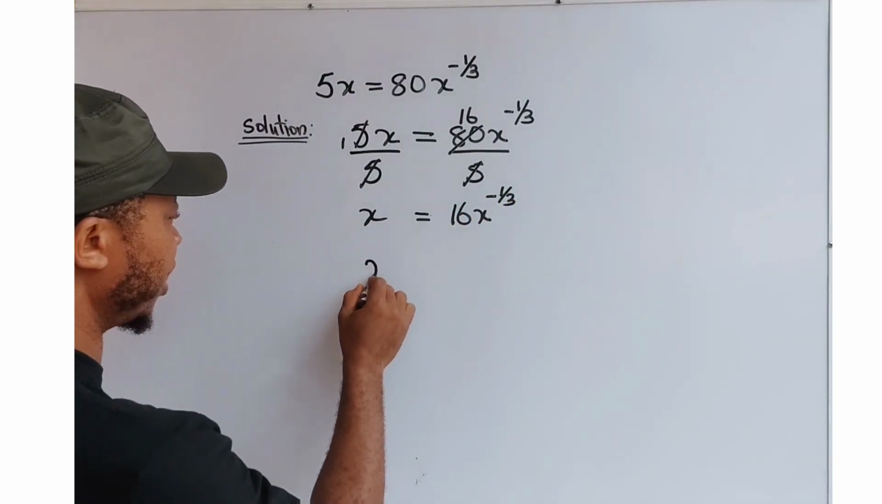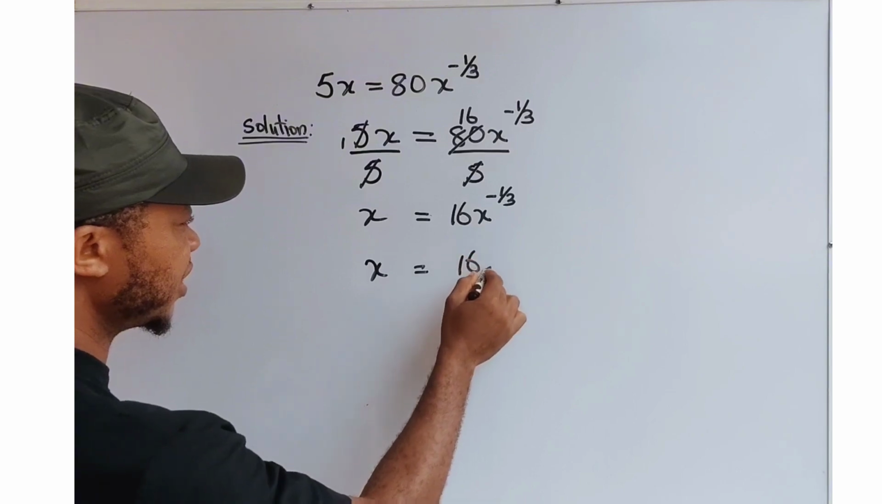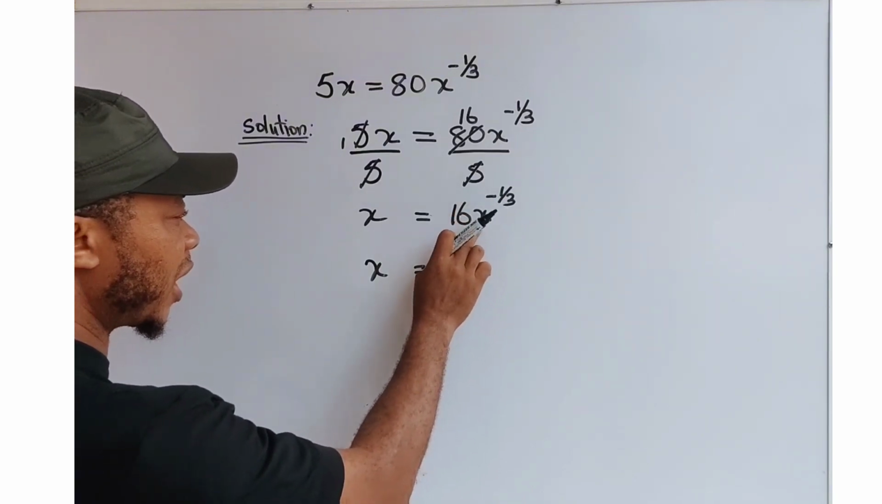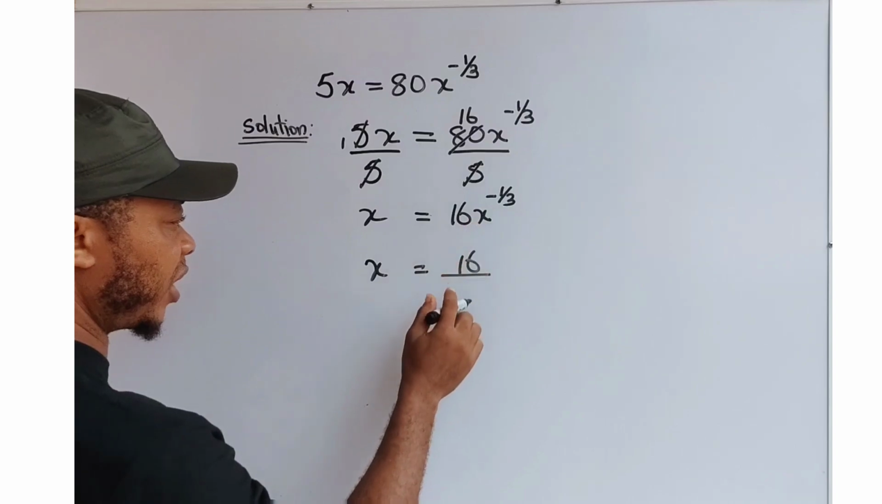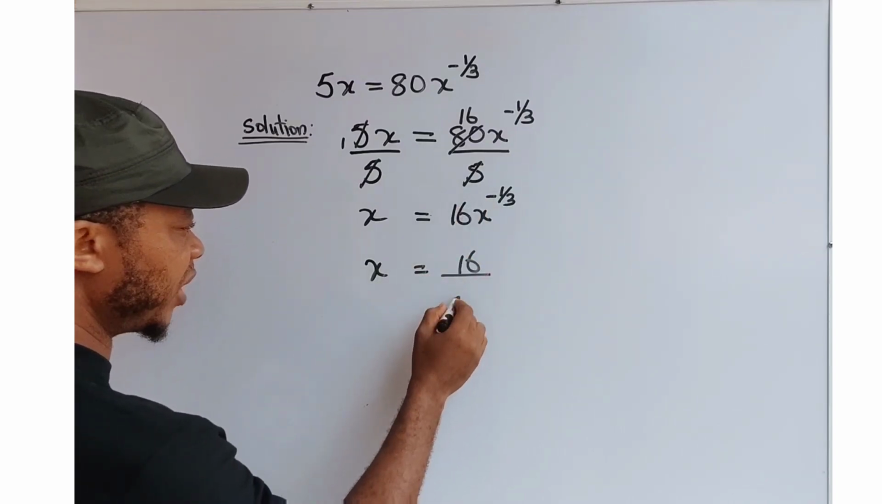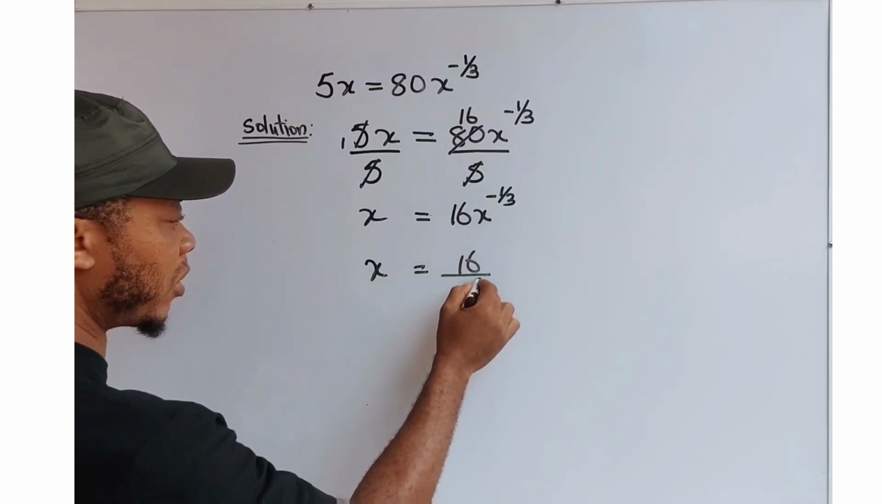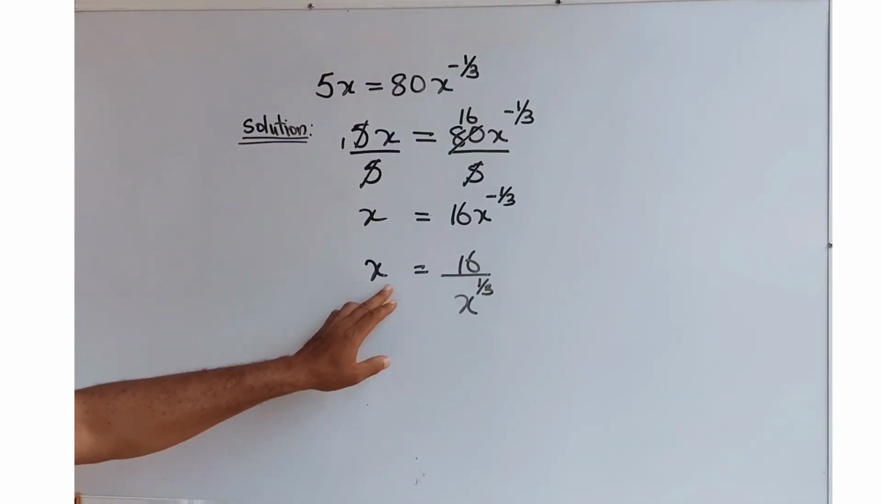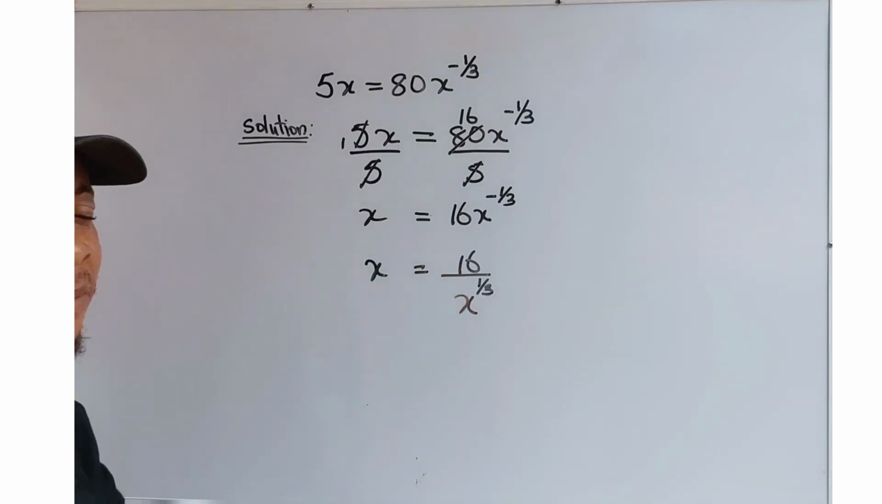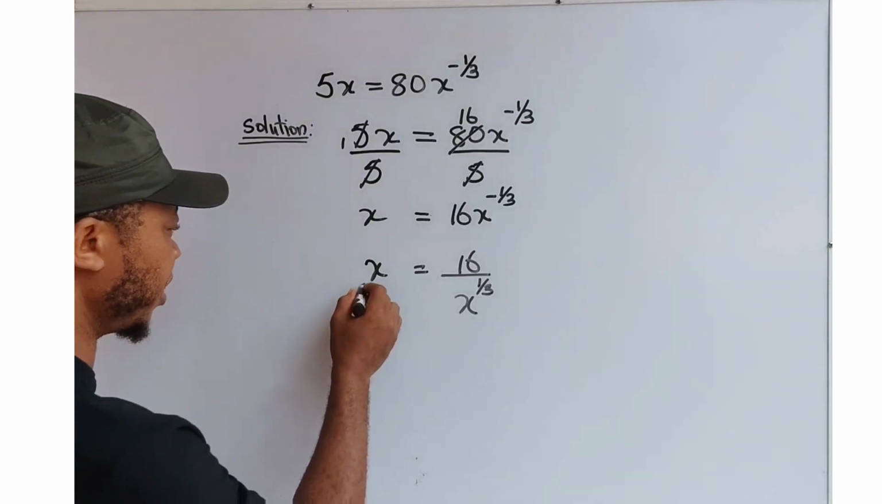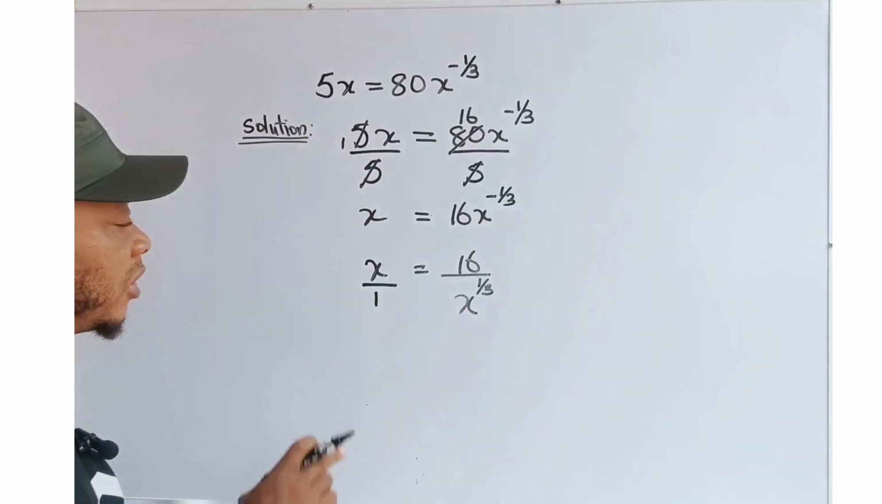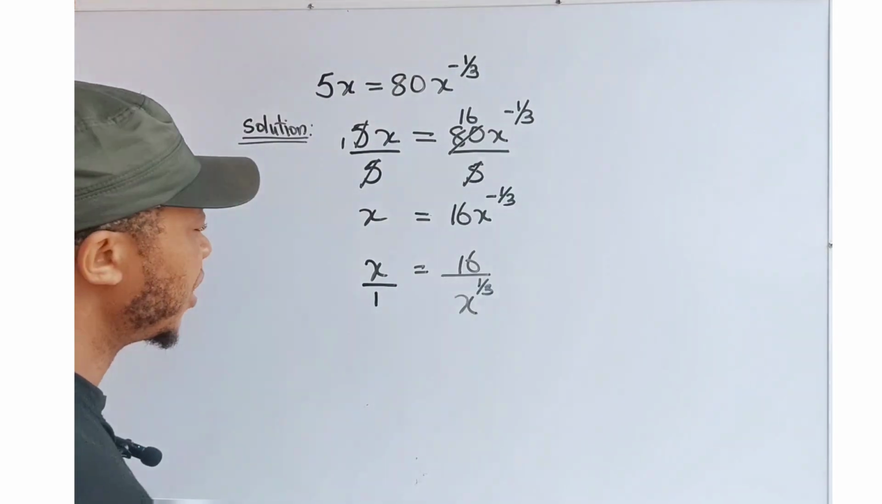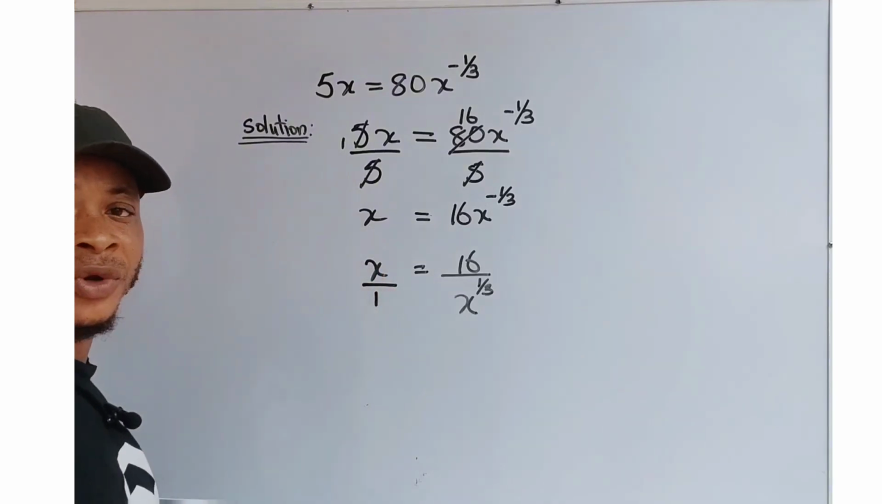So this will give us x = 16 divided by, so long as x is raised to power negative 1/3, we are going to remove the negative and bring x down, okay? Then raise it to power positive 1/3. So we now have x = 16 divided by x^(1/3). Next thing we are going to do will be to cross multiply. Remember that this can be divided by 1 to give us the same, because x divided by 1 will still give us x. But since this is in fraction, let's put this also in fraction.